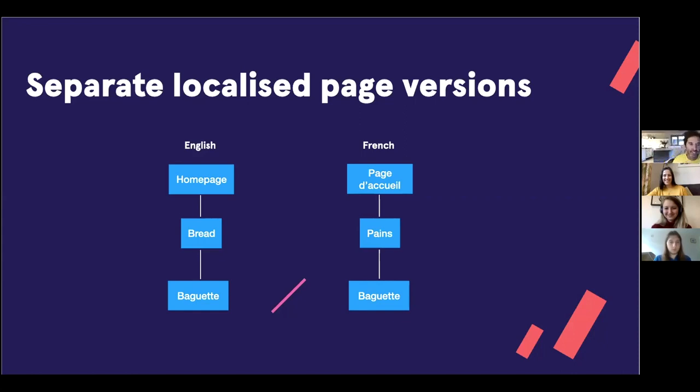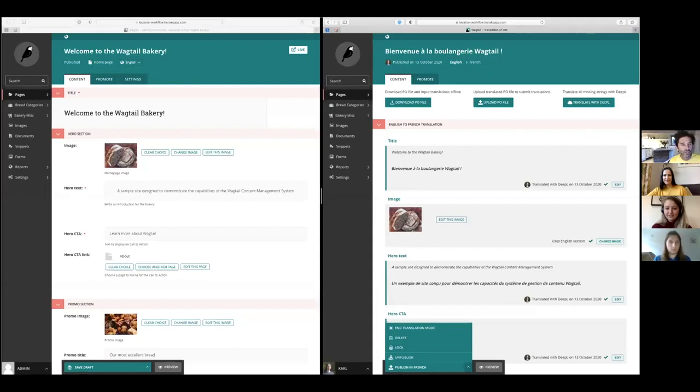So we've created a special interface to manage the initial translation and those pages that stay in this linked mode. And I want to just show you that now. So on the left of my screen, you can see the standard Wagtail edit page interface. And on the right of the screen, you can see the same page translated into French in translation mode.